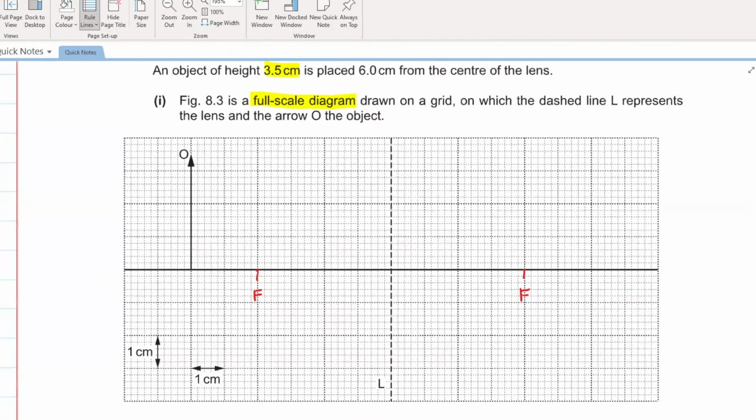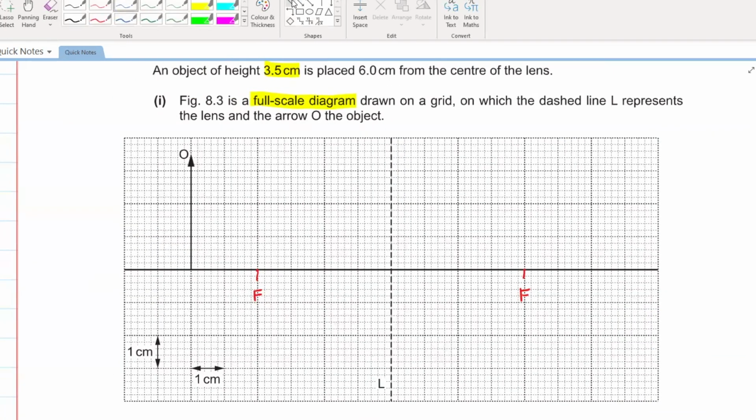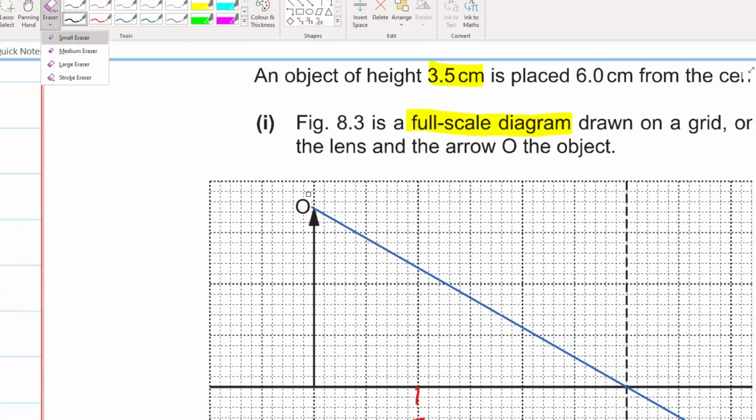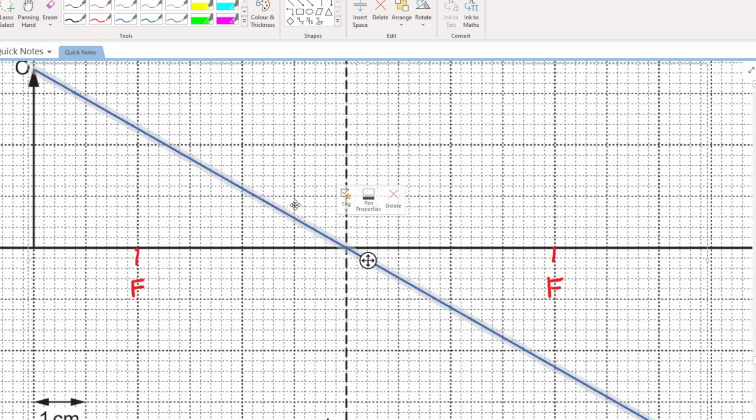First and foremost, we draw a line that comes from the top of the object and passes through the center of the lens, like this. Let's make it more appropriate. Let's erase this, yeah. And let's shift this a little upward.